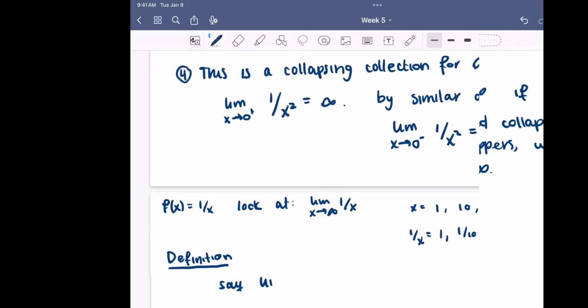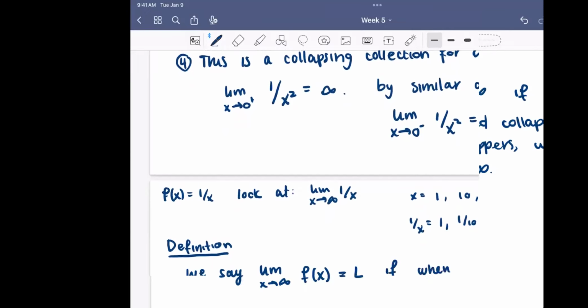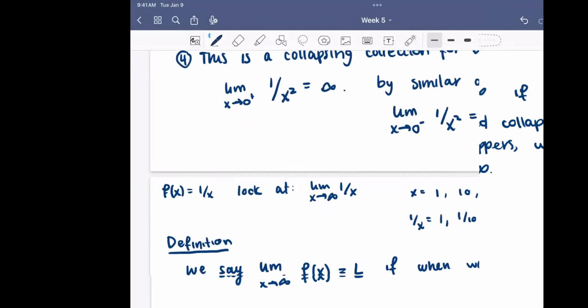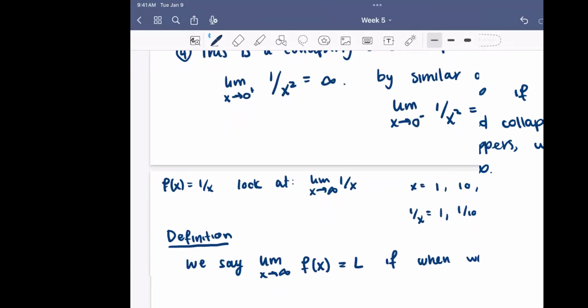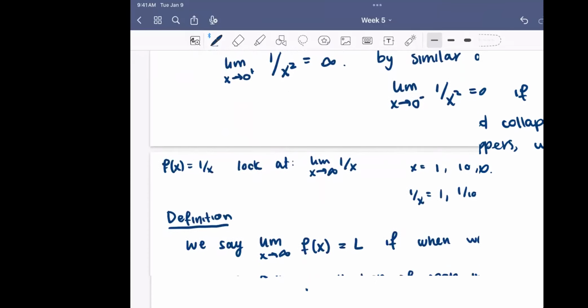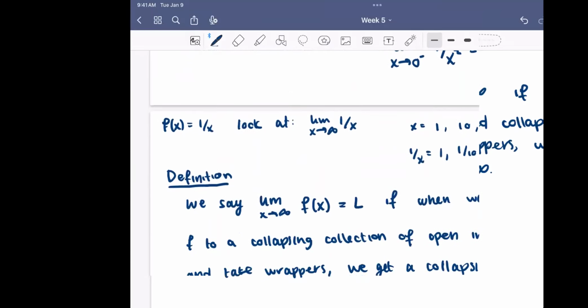Okay, so we say the limit as x approaches infinity of f of x is equal to some number L if, when we apply f to a collapsing collection of open intervals for infinity and take the wrappers, we get a collapsing collection for the number L.